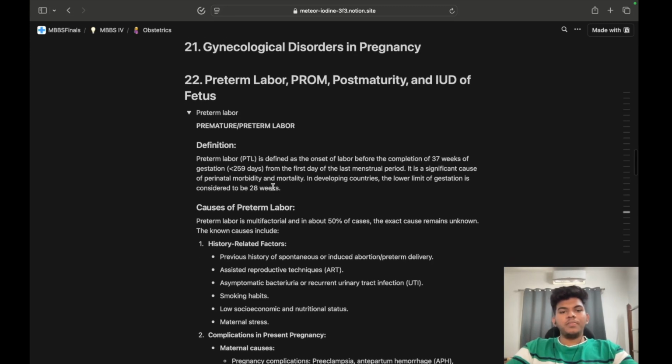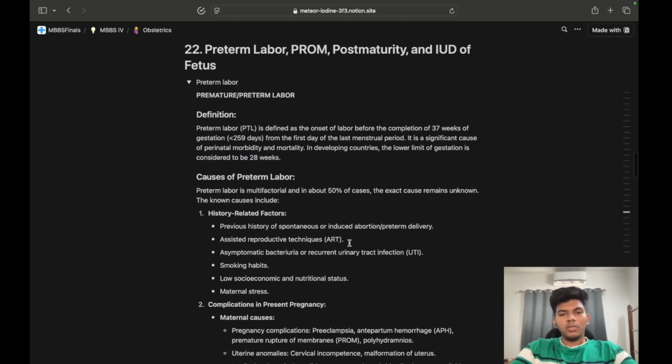A definition. It is defined as the onset of labor before the completion of 37 weeks of gestation, from the first day of the last menstrual period. It is a significant cause of perinatal morbidity and mortality. In developing countries, the lower limit of gestation is considered to be 28 weeks. So we need to keep both of these things in mind, 37 weeks as well as the 28 weeks mark, because both are essential.